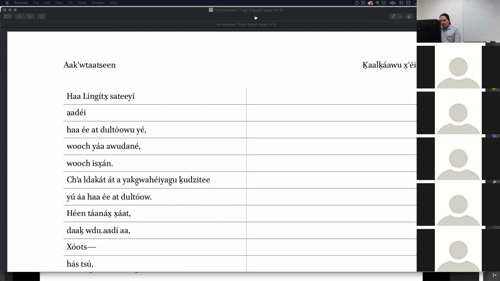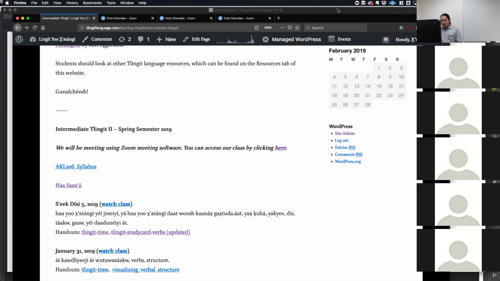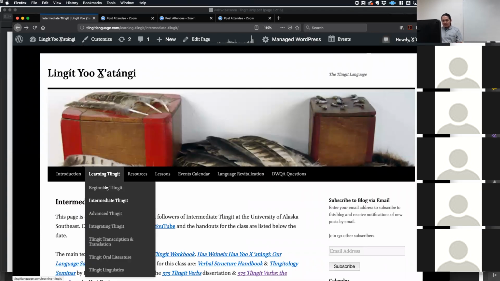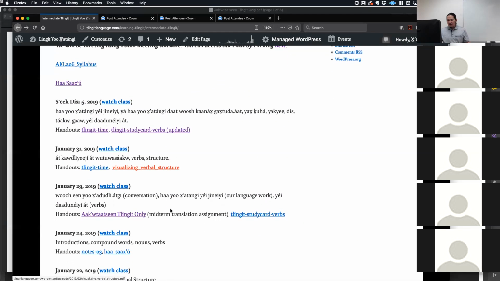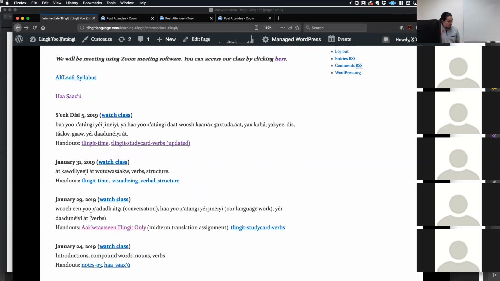So if you don't have one, you can go to the tlingitlanguage.com under Learning Tlingit and Intermediate Tlingit. If you scroll down, it's down here on January 29th, Tlingit only, and then hopefully you'll be able to print that out, and then we'll just sort of work through it.